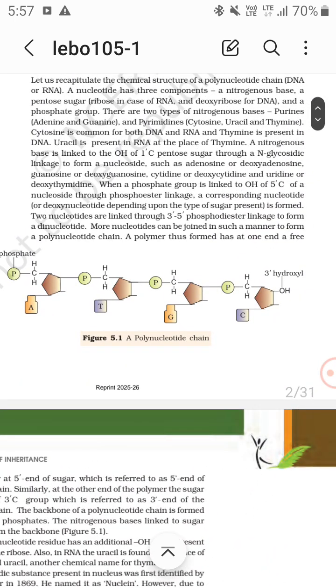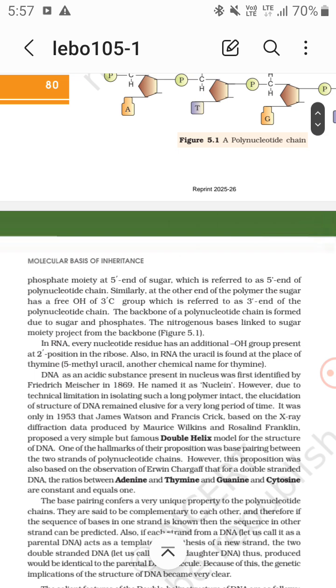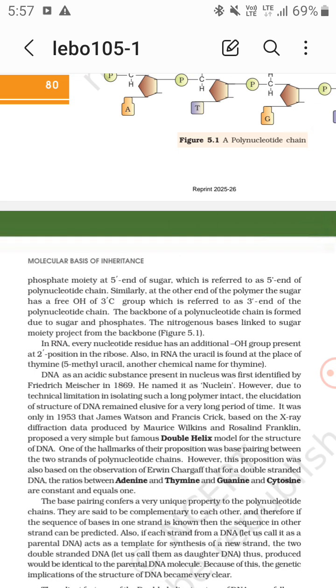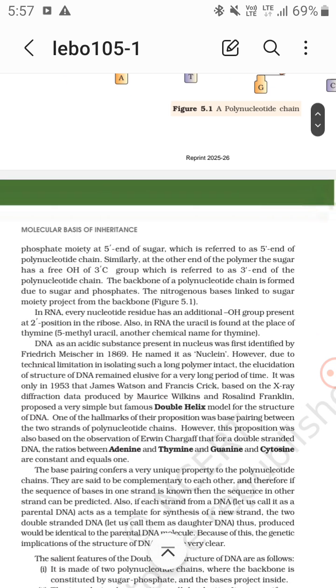A polymer thus formed has at one end a free phosphate moiety at the 5' end of the sugar, which is referred to as the 5' end of the polynucleotide. Similarly, at the other end of the polymer, the sugar has a free OH of the 3' carbon, which is referred to as the 3' end of the polynucleotide chain. The backbone of a polynucleotide chain is formed by sugar and phosphate, and the nitrogenous bases linked to the sugar moiety project from the backbone.